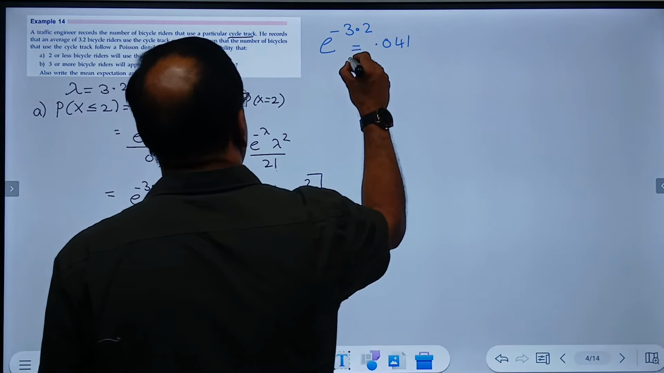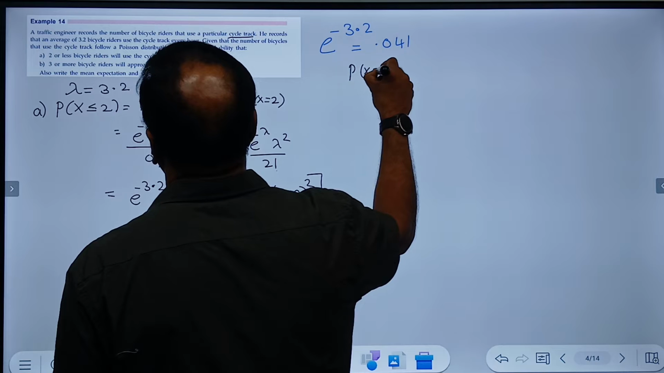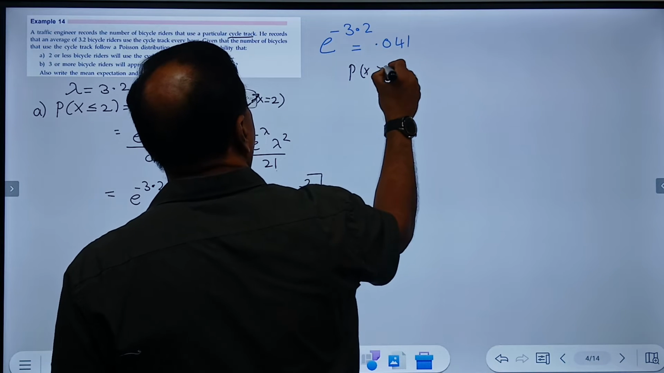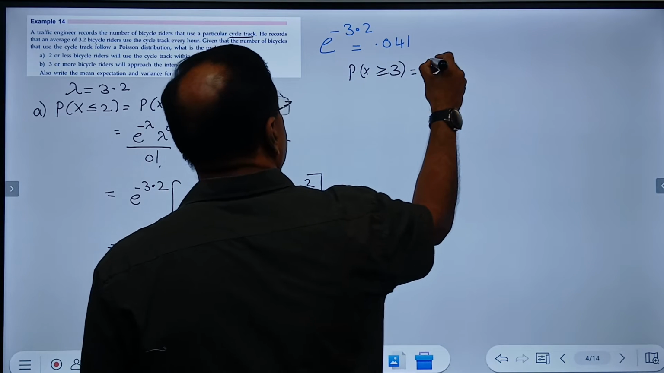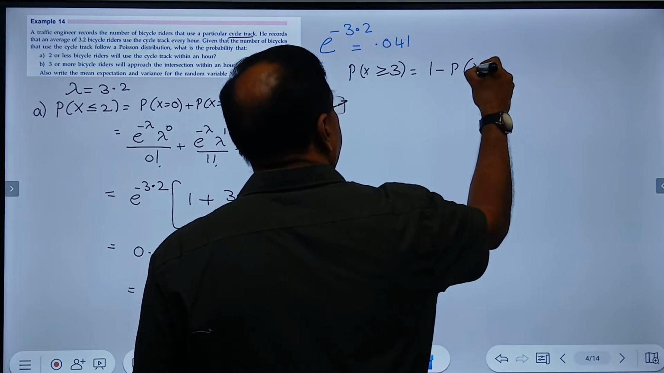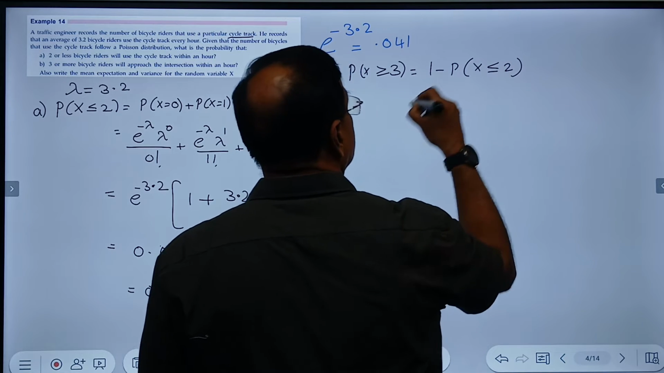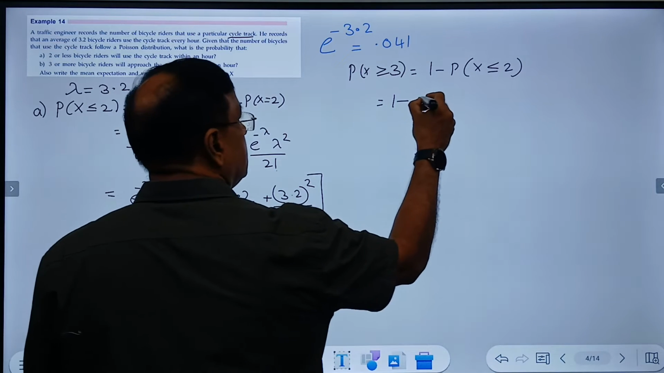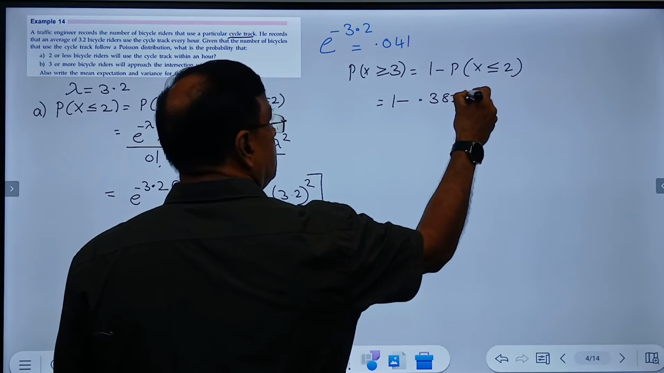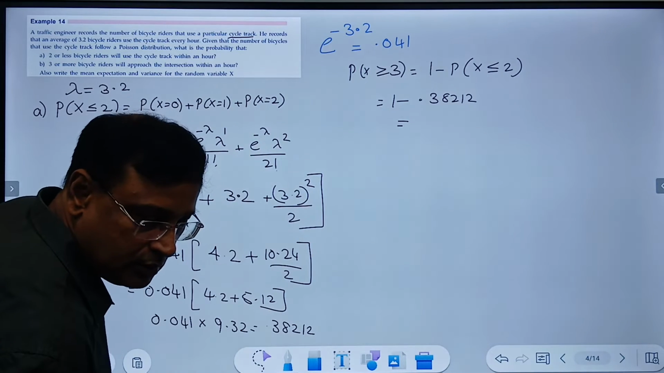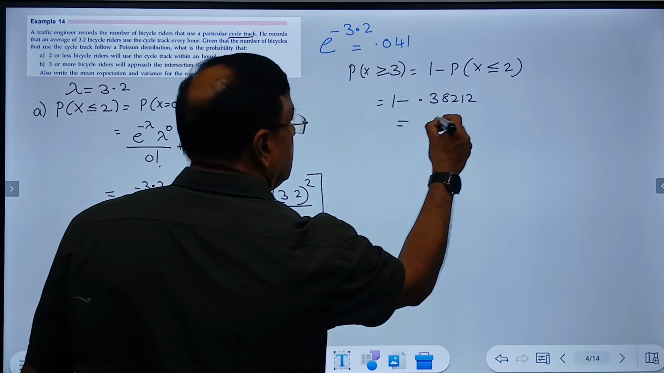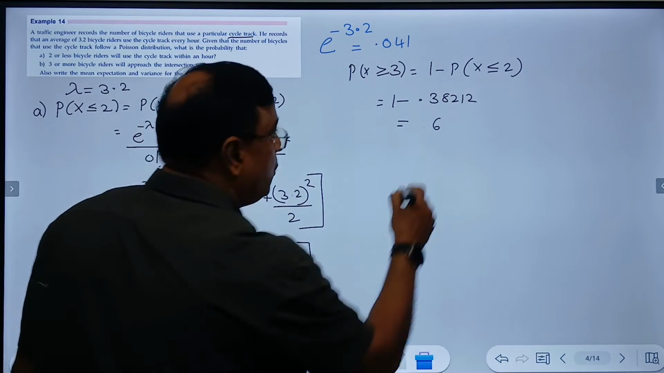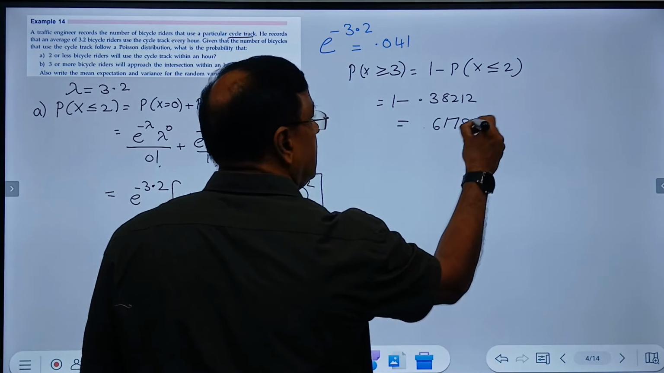Now the second part of the question, P of x is greater than or equal to 3, which is same as 1 minus P of x less than or equal to 2, which is 1 minus, what is P of x less than or equal to 2? We have already calculated as 0.38212, which is nothing but 0.61788.